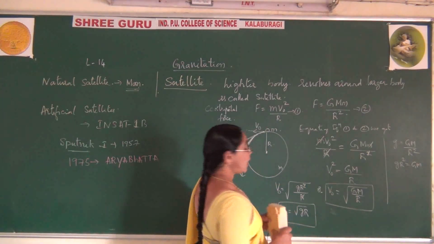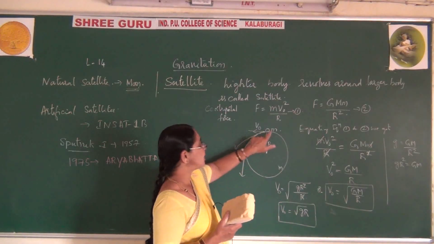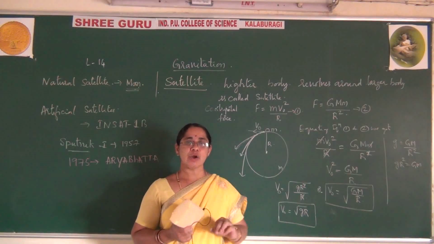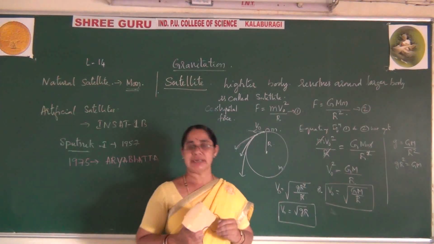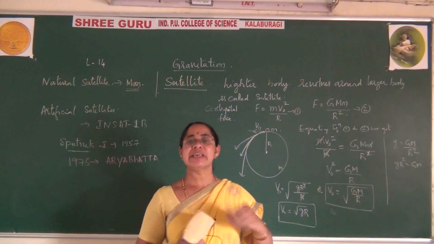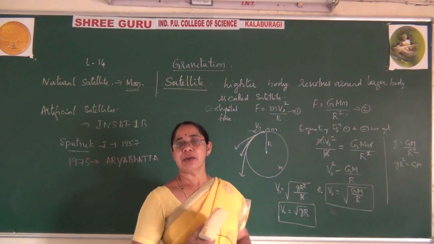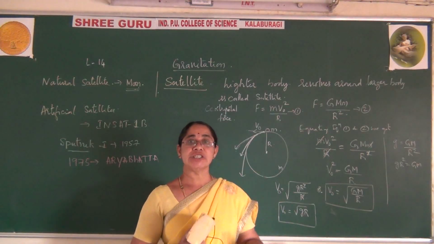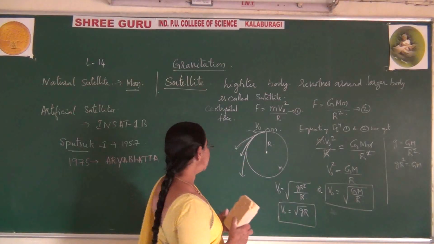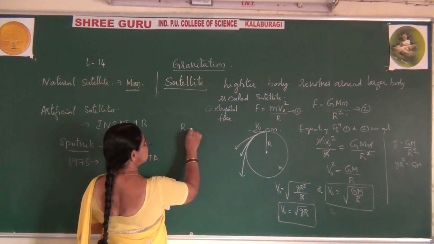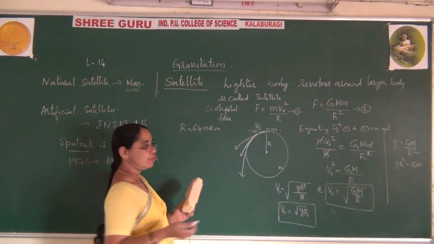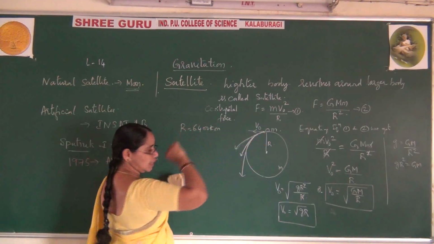Now I make the object move very close to the surface of the earth. You may ask, how close, madam? What will be the height? For example, if it is nearer to the surface, maybe nearly 100 km. If the satellite is launched 100 km from the surface, it is very close. You already know the radius is 6400 km, so 100 is very less, due to which it is close to the surface of the earth.